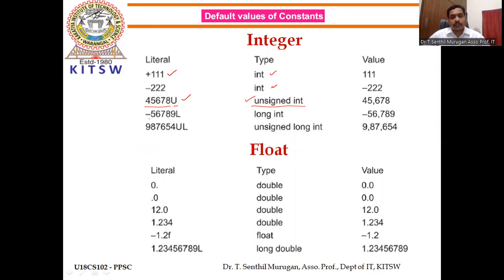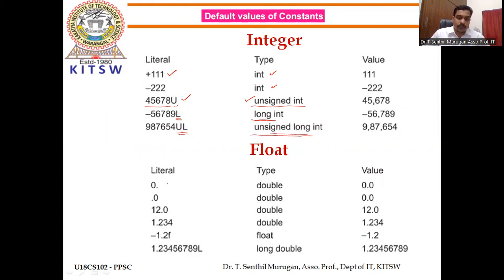Okay. For a long integer, if you end the number with a capital L, it is considered a long integer. If you end the number with UL, it is an unsigned long integer. So the number will be there, but we are using this type.